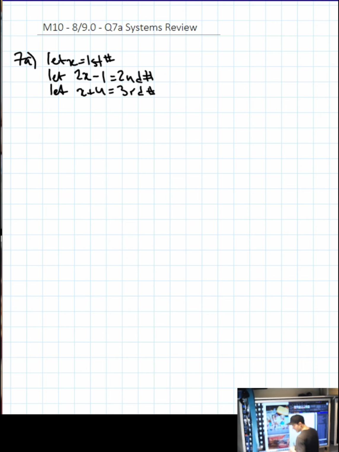Now it says the sum of these three numbers is 67, so we can set that up. x + 2x - 1 + x + 4. Now it would have been safer to substitute these in with brackets, but those brackets are unnecessary because we don't have any negatives in front. Now that is equal to 67.